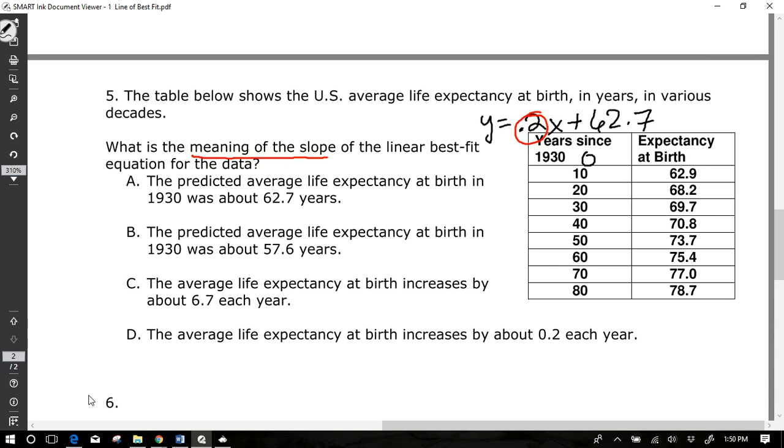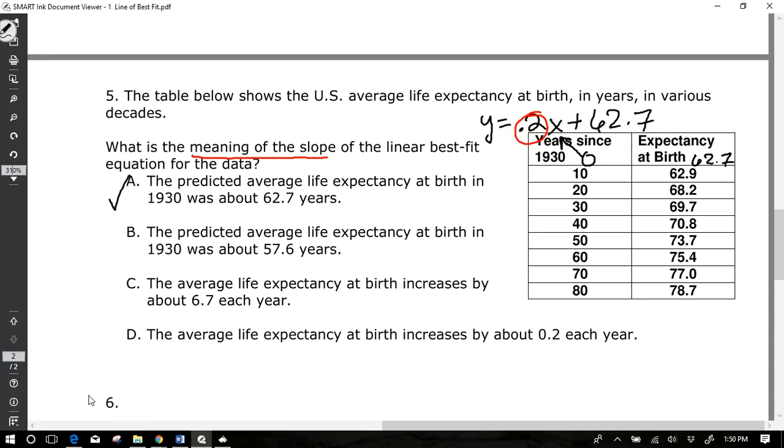And if I type in a 0 right here, 0 times 0.2 is 0. And then I would add 62.7. And so the answer would be 62.7. So the predicted average life expectancy at birth was 62.7. That looks right to me.